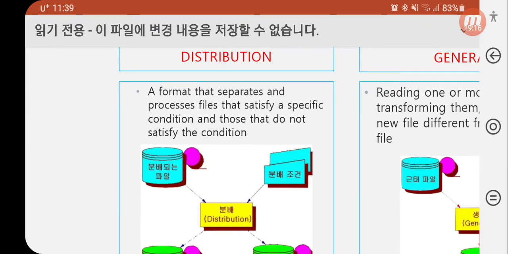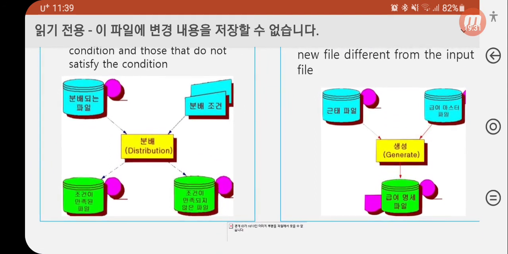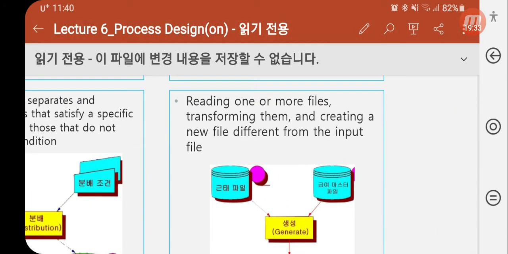Upper left side is a distributed file. Upper right side is distribution conditions. Now generate pattern is reading one or more files, transforming them and creating a new file different from the input file.